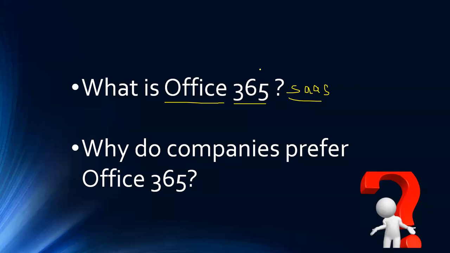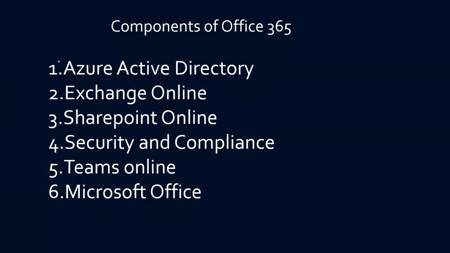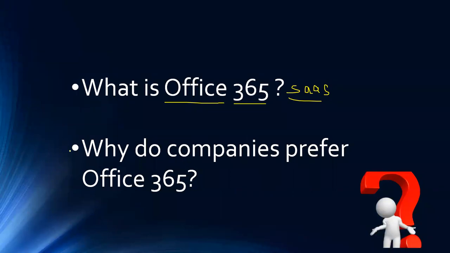And what they provide is software like Azure Active Directory, Exchange Online, SharePoint Online, security and compliance, Teams, and the Office package. And more than this, there are a lot of other services as well. Microsoft provides all of these as a service, so that's why it is called a software as a service. What is required? You don't need any hardware. I mean to say you don't need any servers. That is the advantage.